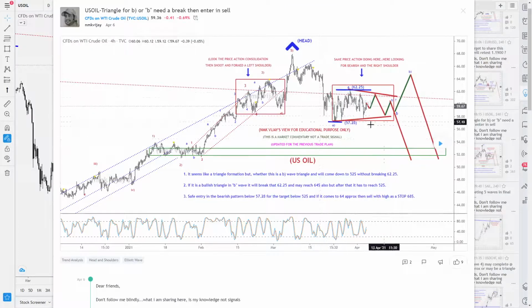Yeah, this kind of triangle. Either this could be a B, C, and the intermediate B is a triangle, or the B is the whole thing. The B can be a triangle, and then C can again come to that 52 zone. So that is my bias.